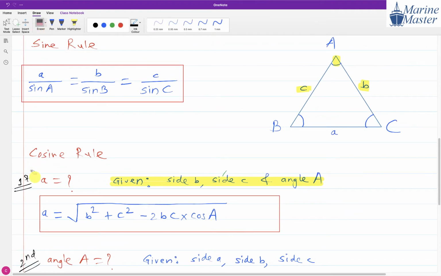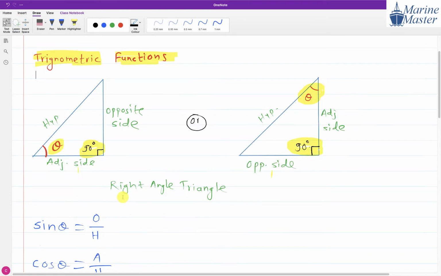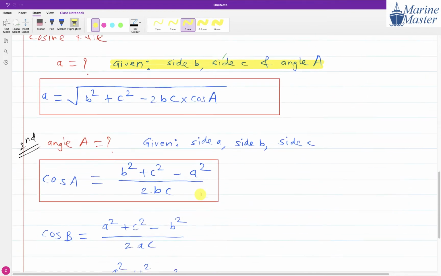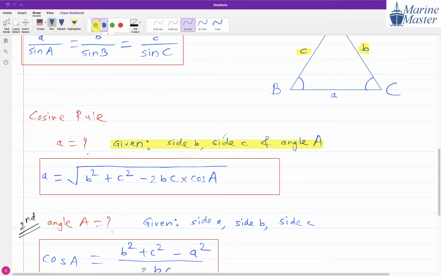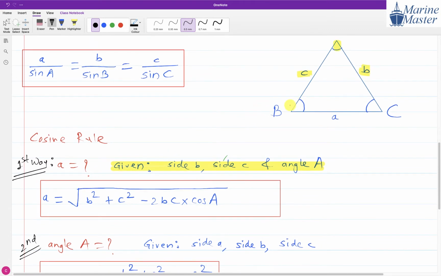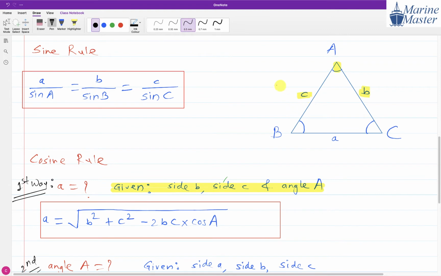Just have a look here. We have two ways. Just have a look at the first way. When to use the first way of the cosine rule? Just have a look at the triangle. Suppose we have a triangle.